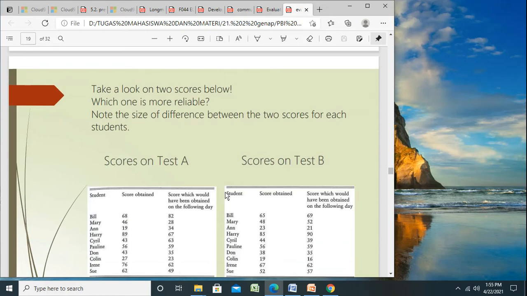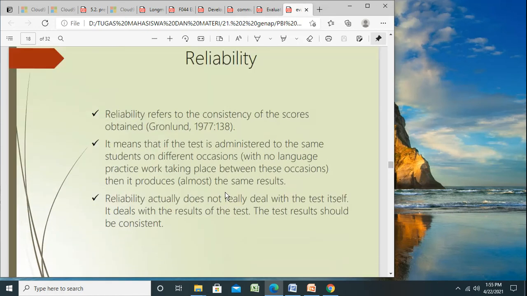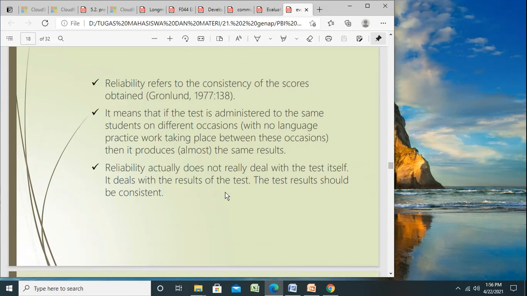Okay. That's about validity. We are going to continue with reliability. Reliability refers to the consistency of the scores obtained. It means that if the test is administered to the same students on different occasions, with no language practice taking place between these occasions, then it produces almost the same results. Reliability actually does not really deal with the test itself, it deals with the results of the test. The test result should be consistent.